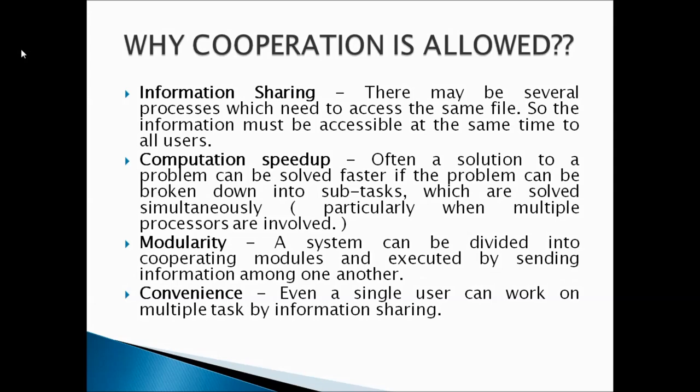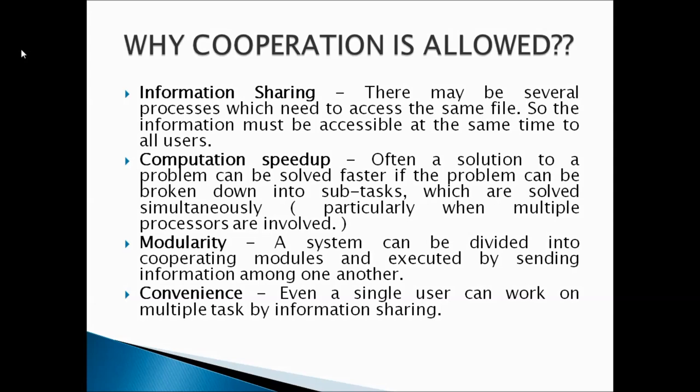So why is cooperation allowed? Why do we need this cooperation between the processes? Because of these reasons. The first reason is information sharing. There may be several processes which need to access the same file. So the information must be accessible at the same time to all users. Suppose the same information is needed by two or more processes, then the cooperation is necessary. That's why.